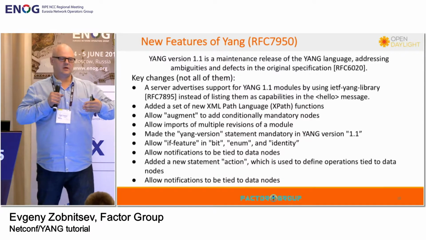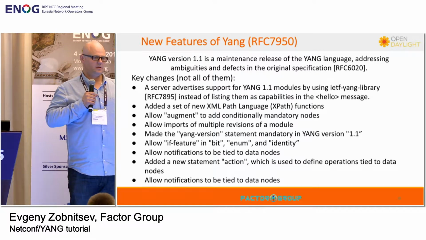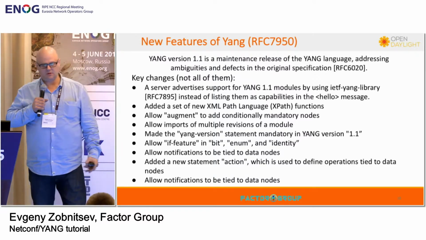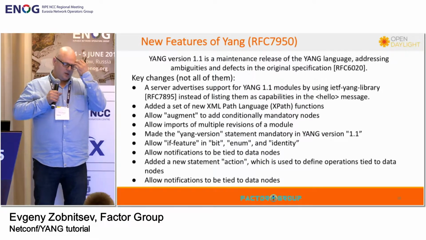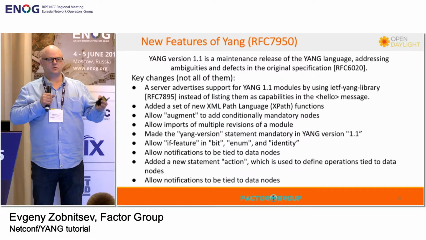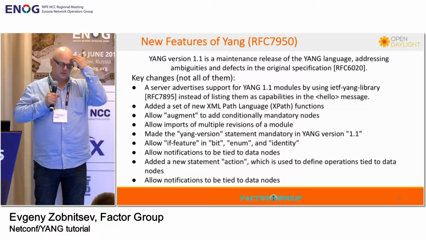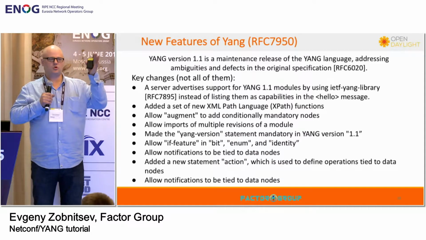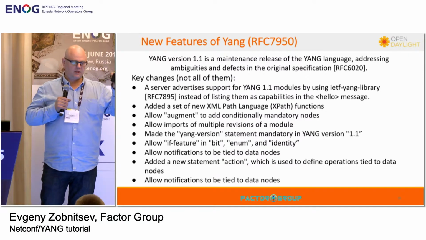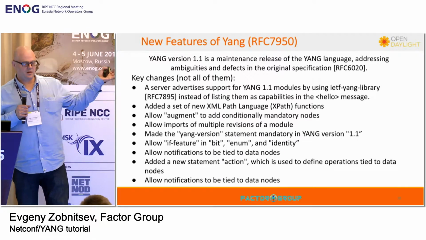remove the advertisement from the hello message, and describe it in a standard way in the library, RFC 7895 or RFC 6022. Again, so many numbers, they're all in the presentation, so we mean that both ways mean automatic, getting the model automatically out of the box.